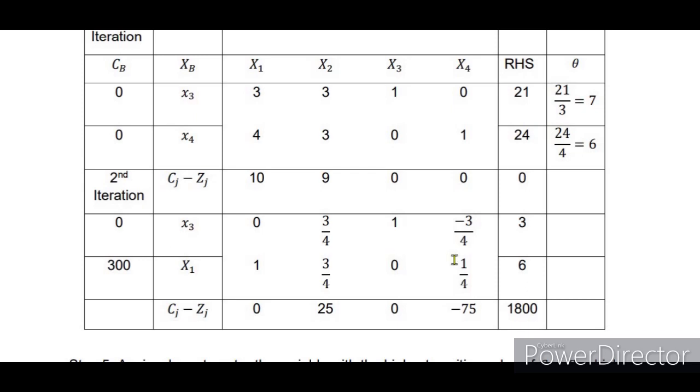Okay? So for this column, 1/4 times 3 is equal to 3/4. Now 0 minus 3/4 is equal to negative 3/4. Okay? Now 6 times 3 is 18. So 21 minus 18 is equal to 3. Alright, do you get that? Now we have written the new x sub 3 row.